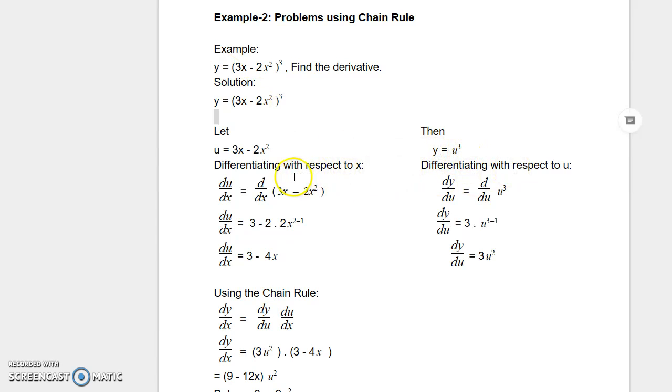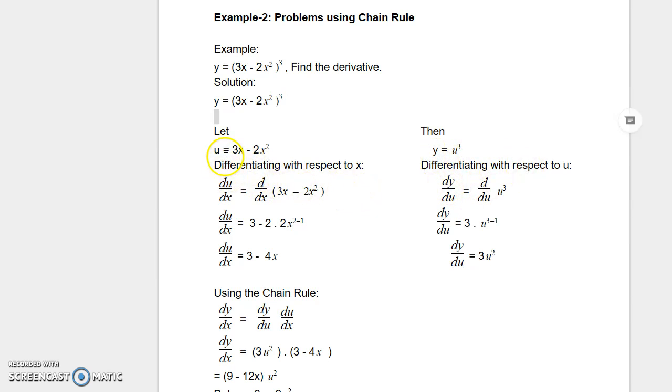We have divided this complex function into two parts, the inner function and the outer function. We can differentiate each of these functions separately and then apply the chain rule and arrive at our solution. Let us see how that works. So we're going to differentiate u with respect to x, because u is a function of x. We're going to differentiate y with respect to u because y is a function of u.